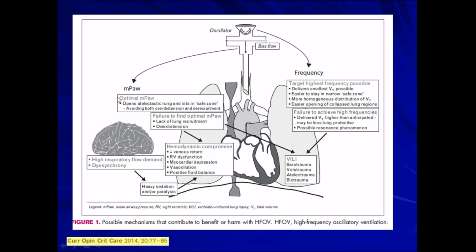So what about the PEEP, the mean airway pressure? Open atelectatic lung and sit in the safe zone, that's the target. But what about the failure of these? So lack of lung recruitment, if the lung is not recruitable, especially in late ARDS, that will cause overdistension. Hemodynamic compromise, decreasing venous return, right ventricular dysfunction, myocardial depression, vasodilation, and positive fluid balance, and this is really bad. The other thing, the heavy sedation and paralysis, you have to use it during high frequency. All together might be an explanation why this machine failed to show mortality benefits.